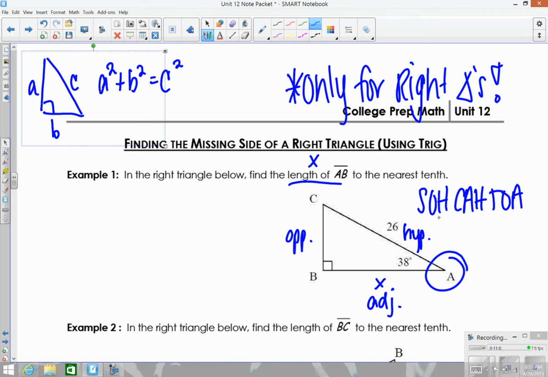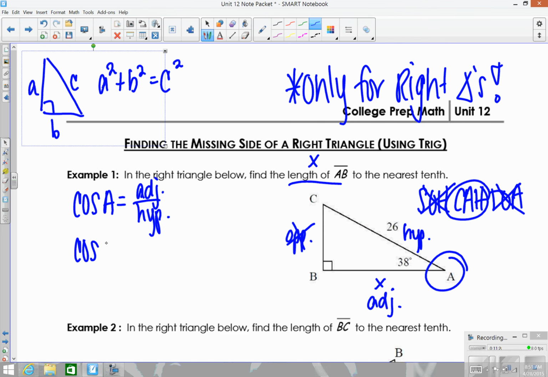When deciding which of Sohcahtoa to use, I don't have anything on the opposite, so I don't want to use anything that has an O in it. That leaves me with cosine, because I have the adjacent and the hypotenuse. So we want cosine of angle A equals adjacent over hypotenuse, and then we plug in. Cosine of 38, it's always cosine, sine, or tan of the angle equals adjacent, so x, over the hypotenuse, which is 26.